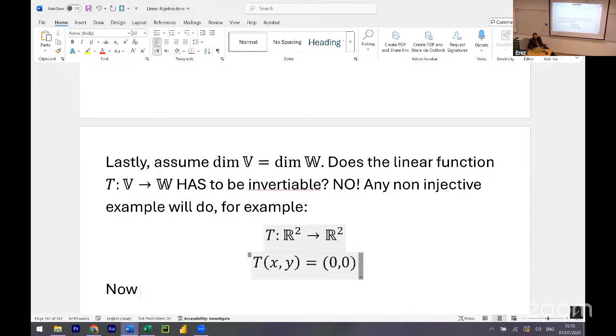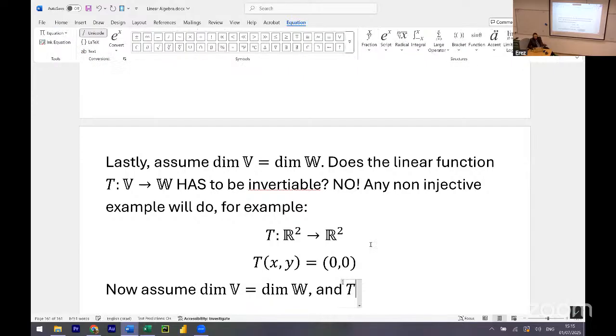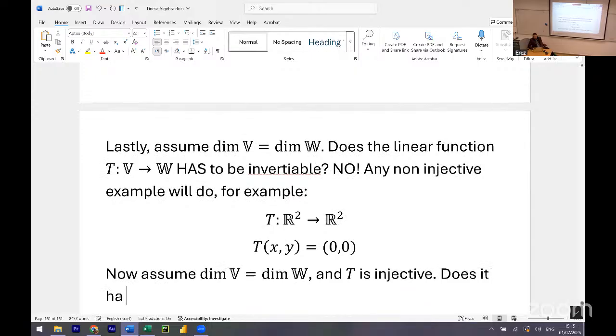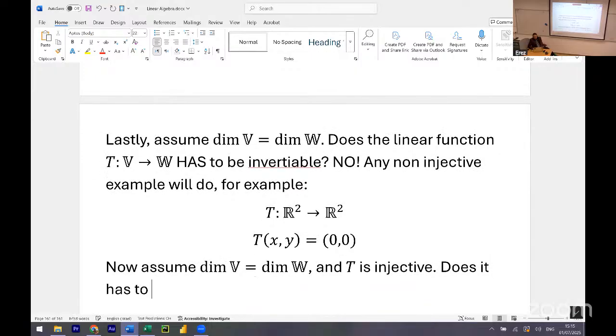Now, I know I said lastly, but it wasn't lastly. Now, assume, because I'm still in the case that they are equal, but I'm asking something else: now assume that the dimension of V is equal to the dimension of W, and T is injective. Does it have to be invertible?